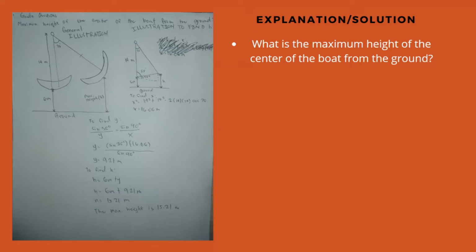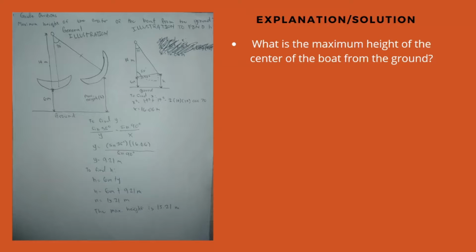Number 1. What is the maximum height of the center of the boat from the ground? As you can see in the picture below, we are looking for the maximum height from the ground. In this picture, we need to find x, so x squared is equal to 14 squared plus 14 squared minus 2 times 14 cosine 70, and x is equal to 16.06 meters.